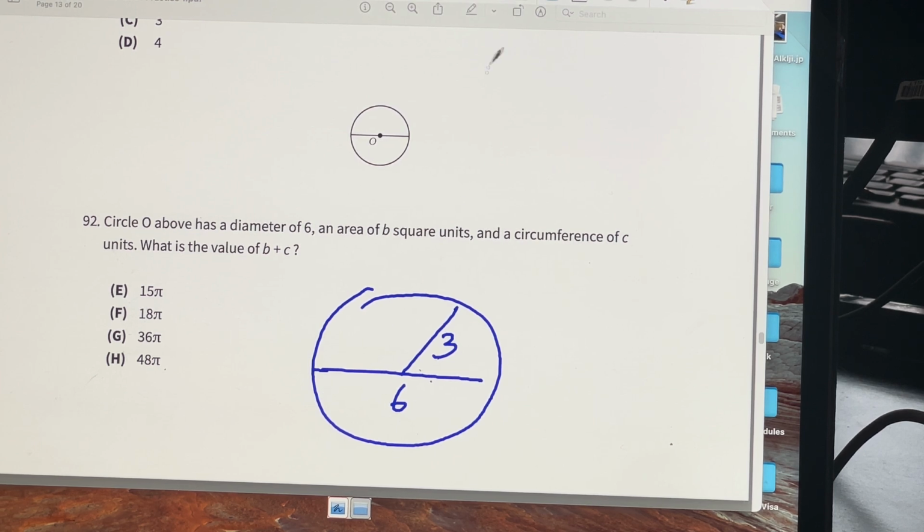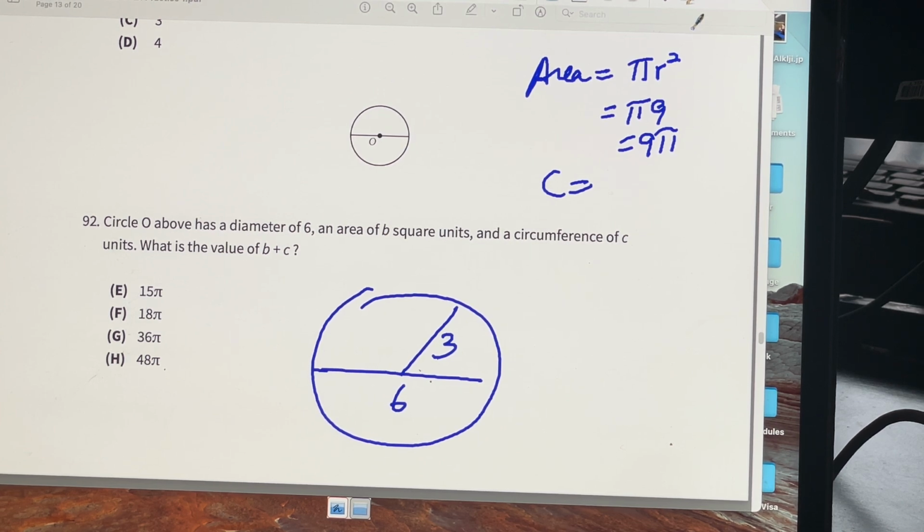Well, all right, I see. So we need to find the area, and we need to find the circumference. Well, area is pi r squared, right? Area is pi, the radius is 3, so that's pi times 9, or better yet, 9 pi. The circumference is C equals pi d, and C equals pi times the diameter, which is 6, so we're going to write that as 6 pi.